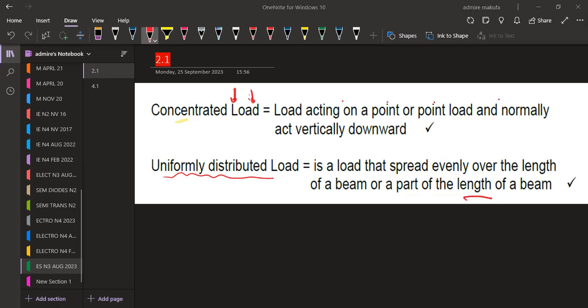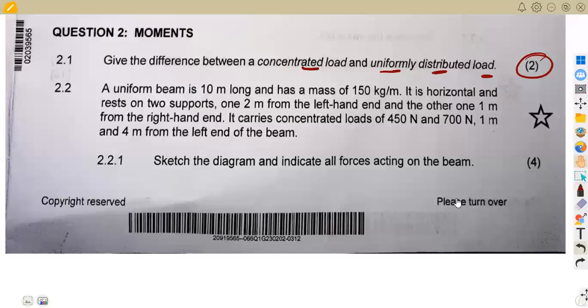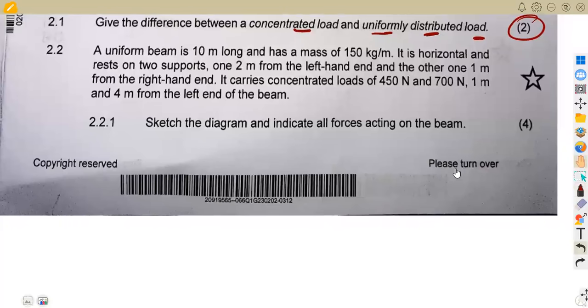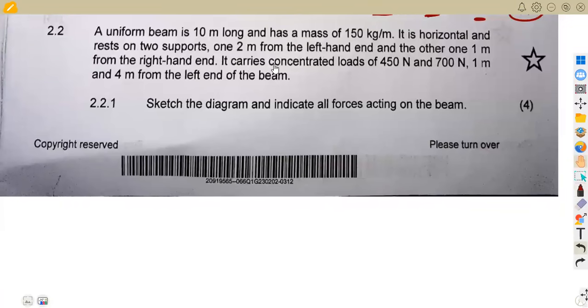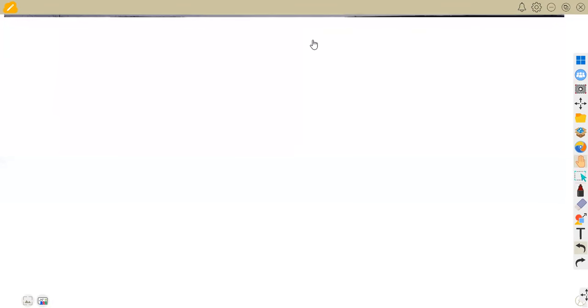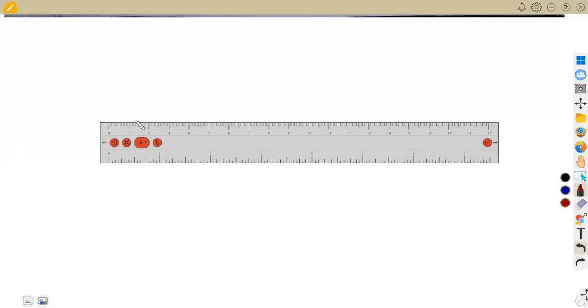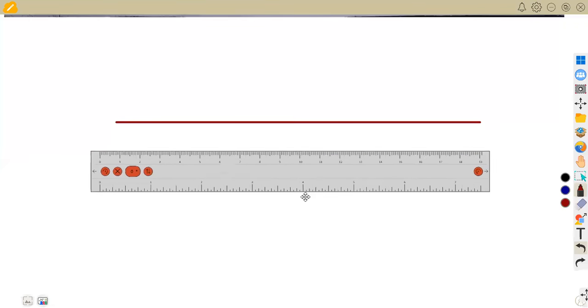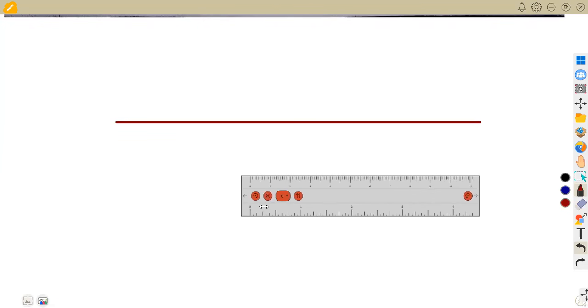Let us check the other part, which is question 2.2. A uniform beam which is 10 meters long has a mass of 150 kilograms per meter, and it is horizontal and rests on 2 supports. We are supposed to sketch and indicate all the forces acting on the beam. So let us try to have a sketch. Let's just have a line of this nature. Remember, this here is given as uniformly distributed, distributed throughout.